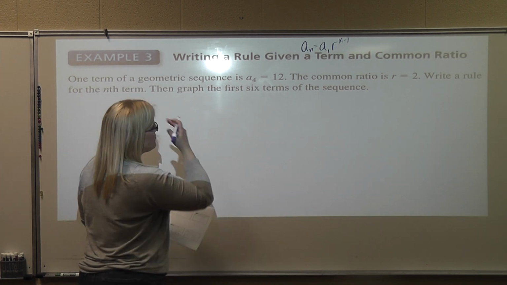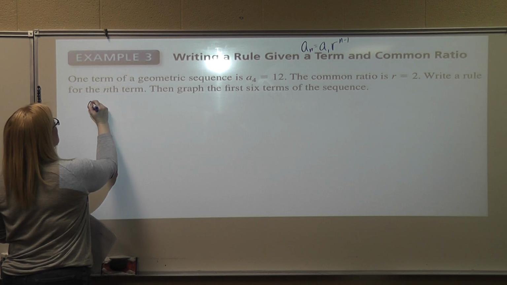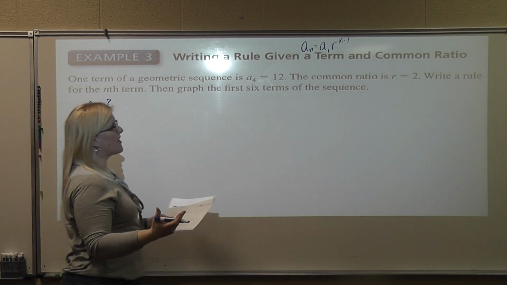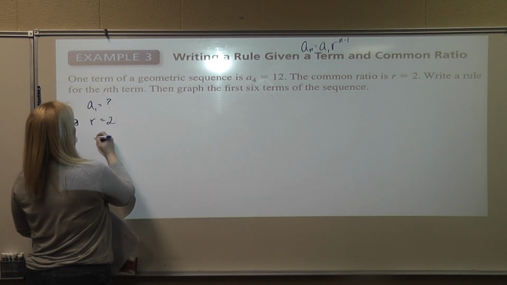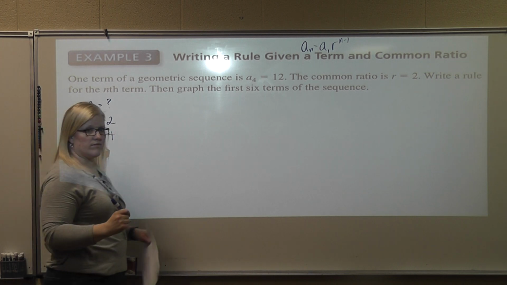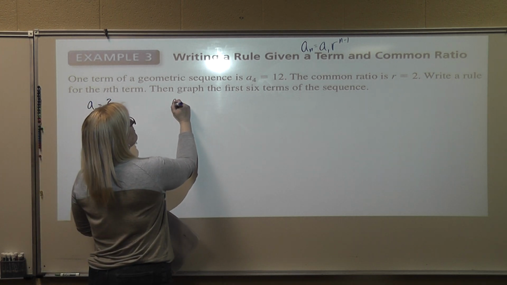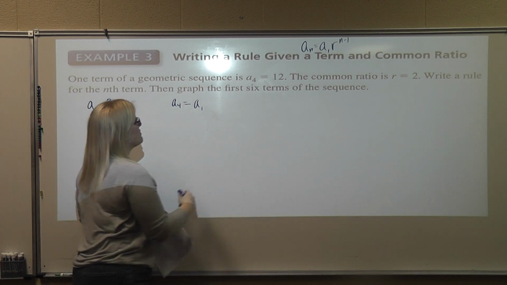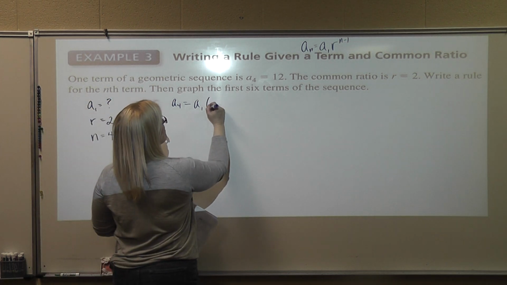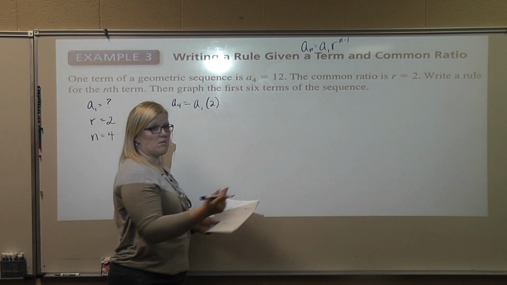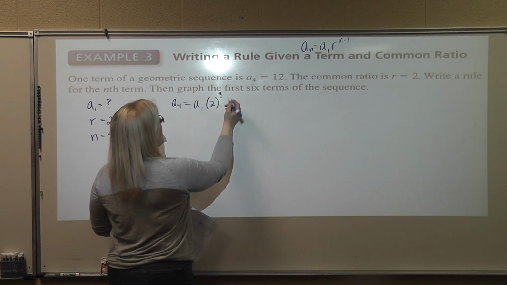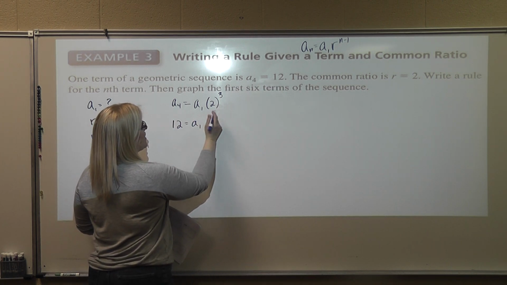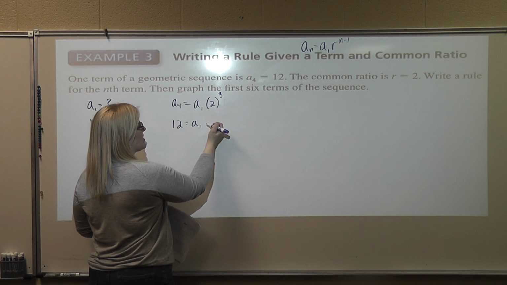So what we have here, we need a sub 1, and we have our ratio, which is 2. But let's plug in what we do have. We know that n is 4 for this one, so that's what we're given. So a sub 4 equals a sub 1, which we don't know, times r, which is 2, to the n minus 1 power, where n is 4, so this is to the 3rd power. And they've told us that a sub 4 is 12. So 12 equals a sub 1 times 2 to the 3rd power, which is 8.